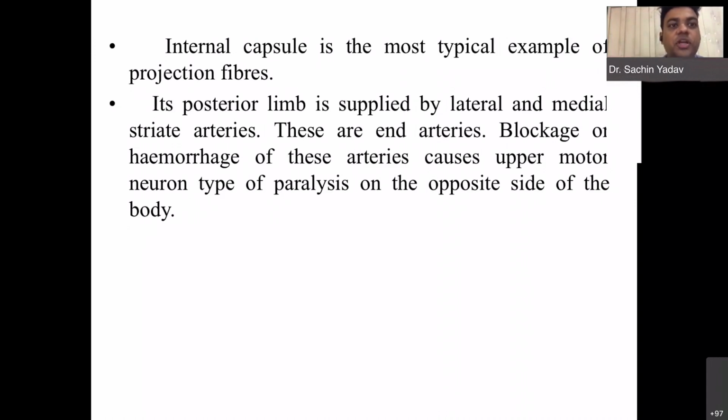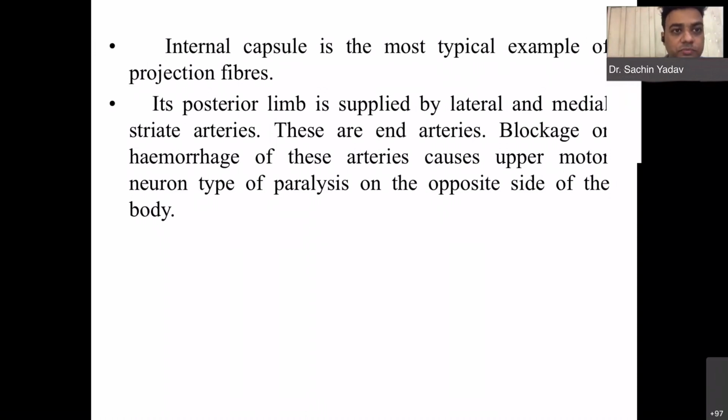And the posterior limb is supplied by the lateral and medial striate arteries. These are the end arteries. That's very important. If the posterior striate artery which is supplying the internal capsule is affected, means if it is blocked, then the ischemia will be 100% because there is no anastomosis. No anastomosis means they are the end arteries. So that is the reason. If there is any vascular compromise there, then the parts of the body controlled by those will be affected.